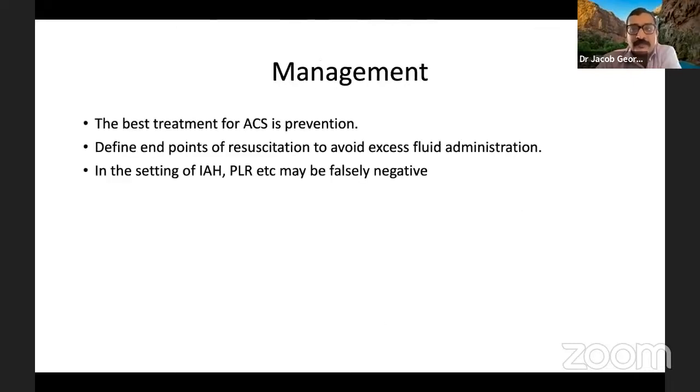So the best way is always to prevent it. It is extremely important not to do overzealous fluid resuscitation in patients with shock or DKA, because these fluids will eventually leak out and cause abdominal compartment syndrome. But at the same time, if you have a raised intra-abdominal pressure, then the markers that you use to assess fluid responsiveness also become falsely negative. For example, you cannot do your PLR, because PLR will be falsely negative in this group of patients.